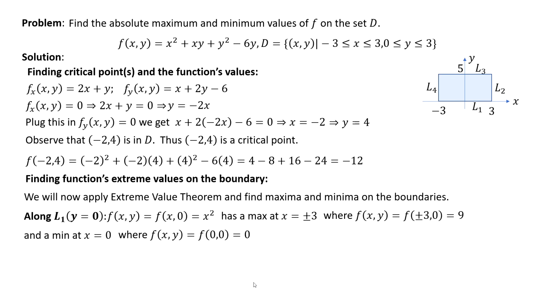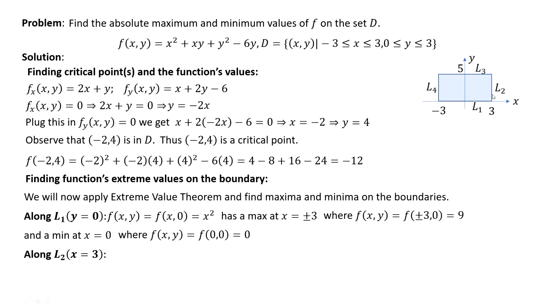So what's the conclusion here? At least the initial conclusion about this L1, along L1. Along L1, we have a maximum value for the function at x equals 3 and x equals negative 3. And that maximum value happens to be 9. And a minimum value of 0 at x equal to 0. Of course, because already we have y equal to 0, at (0, 0) we have a minimum value. Cool. Now, do a similar analysis at x equals 3.